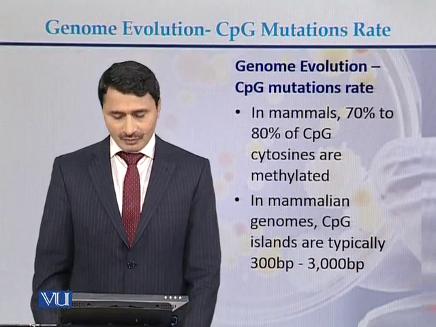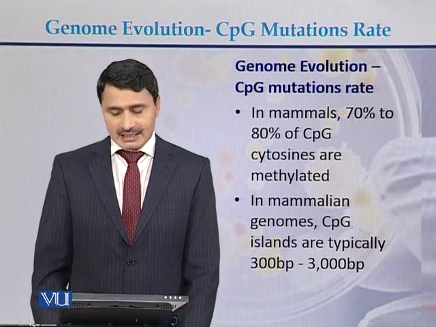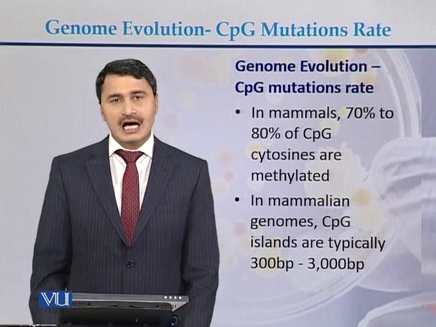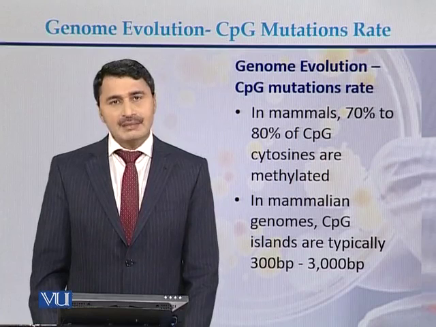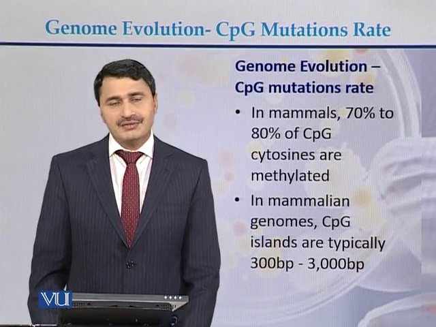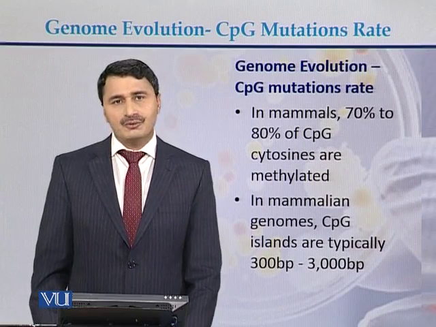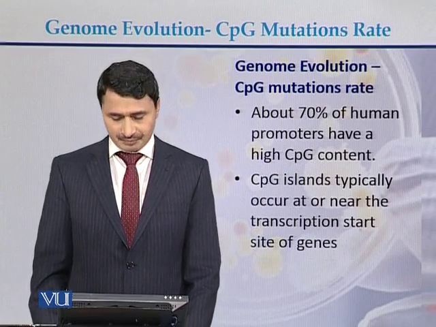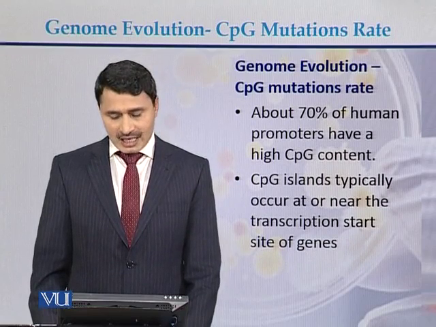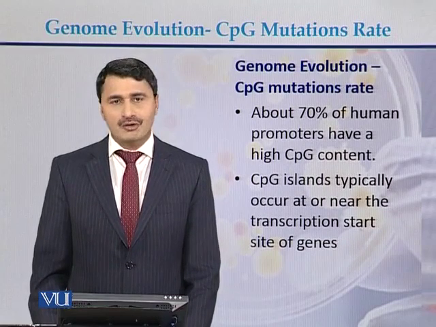Genome evolution due to CpG mutation rate. In mammals, 70% to 80% of CpG cytosines are methylated. In mammalian genomes, CpG islands are typically between 300 base pairs and 3000 base pairs. About 70% of human promoters have a high CpG content.